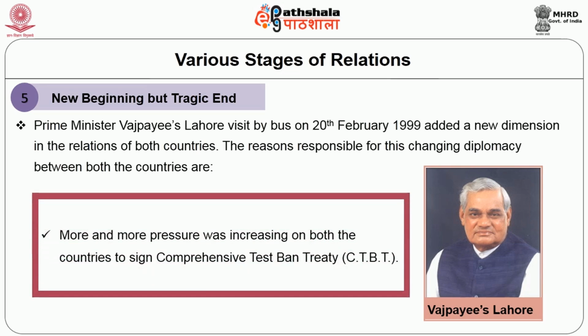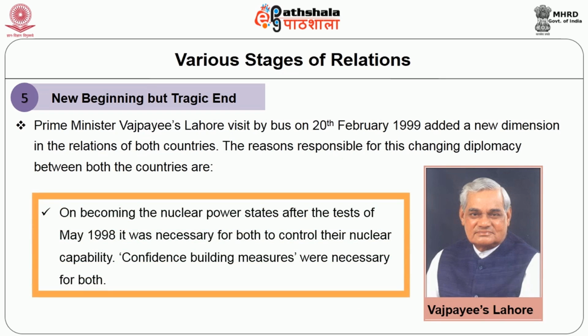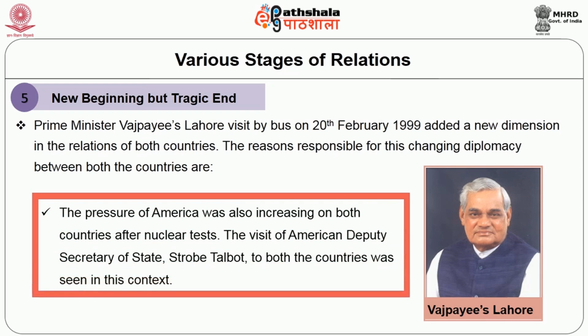More and more pressure was increasing on both countries to sign the Comprehensive Test Ban Treaty on becoming nuclear power states after the tests of May 1998. It was necessary for both to control their nuclear capability. Hence, confidence building measures were necessary for both. The pressure of America was also increasing on both countries after the nuclear tests. The visit of American Deputy Secretary of State Strobe Talbott to both countries was seen in this context.